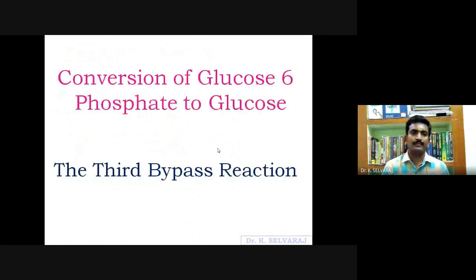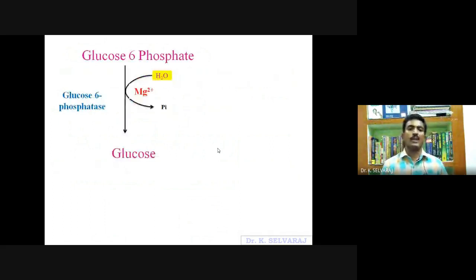In the third step, glucose 6-phosphate is converted into glucose. Normally in glycolysis, from glucose to glucose 6-phosphate, the enzyme hexokinase is involved. This enzyme hexokinase does not function in the reverse direction. So it is the third bypass reaction of gluconeogenesis. For the conversion, the enzyme glucose 6-phosphatase is needed. The glucose 6-phosphatase enzyme is not present in the brain cells or in muscle. This enzyme is one of the magnesium-activated enzymes.